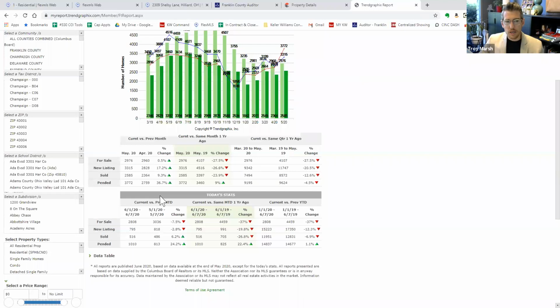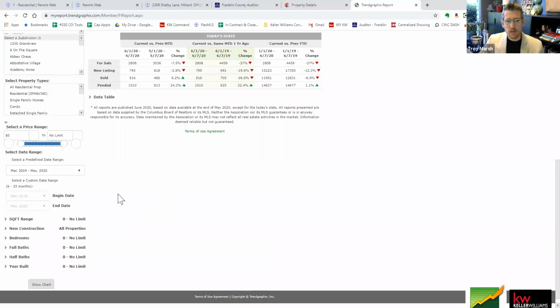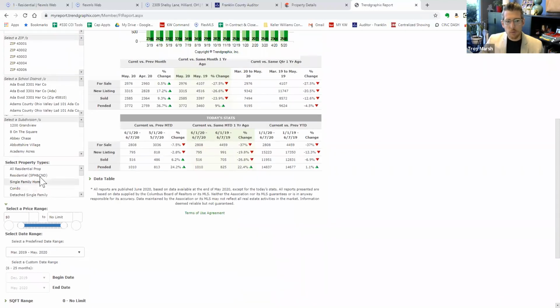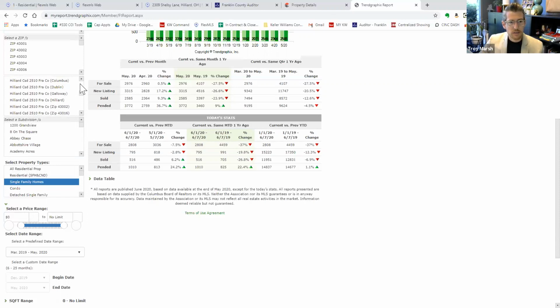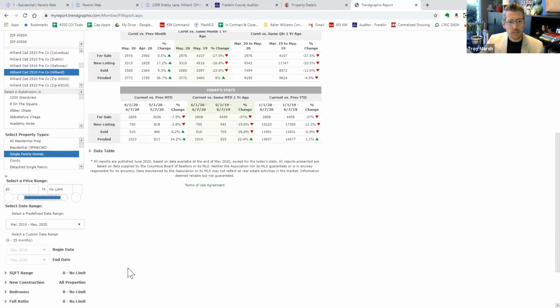the overall market. But what I would always do, and my rule of thumb was, I always split up single family homes and condos because those do change. So I would select single family homes. I would go to Hilliard. Whoops, I can spell. H is before I. I would click on the Hilliard School District.